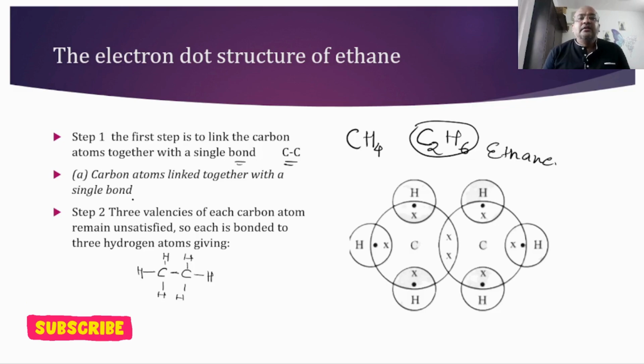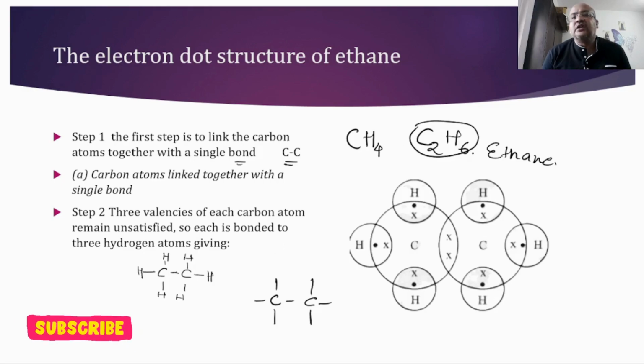Then the 3 valencies of each carbon atom remain unsatisfied here. See here: 1, 2, 3 for carbon number 1, and 1, 2, 3 for carbon number 2. So 3 valencies of each carbon atom remain unsatisfied, and each is bonded to 3 hydrogen atoms.